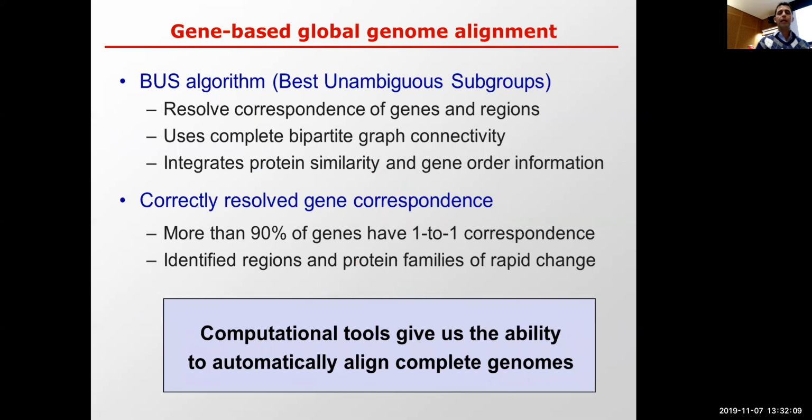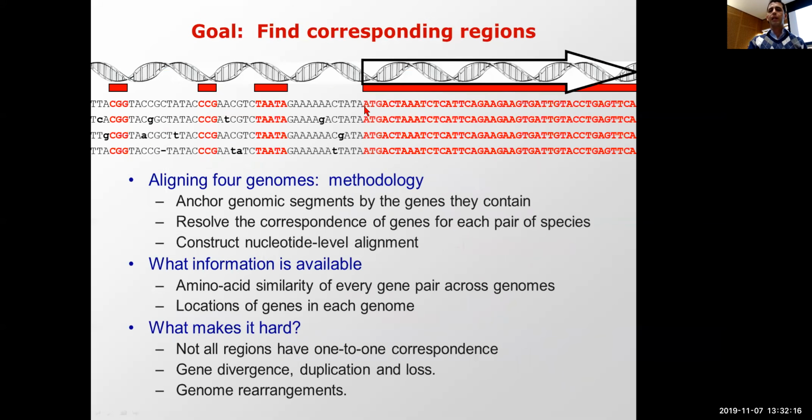One way to do that is to try to find what is the matching gene for every region of the genome. Namely, if I have a gene here in one species, how do I find the corresponding gene in another species? So you basically want to look at amino acid similarity of the genes themselves. You want to find the locations of those genes. You want to know if they translocated, if they moved. And what makes it hard is that not all the regions have a one-to-one correspondence. There are gene duplications, gene losses, there's gene divergence, there's genome rearrangement.